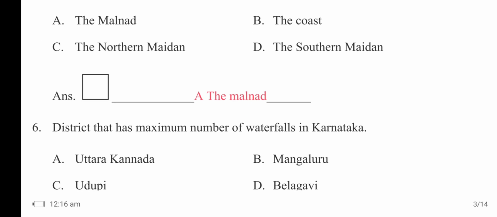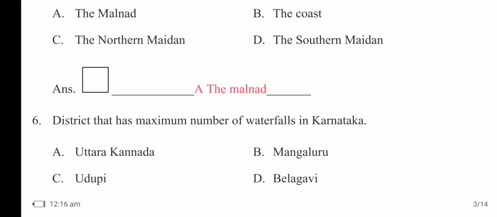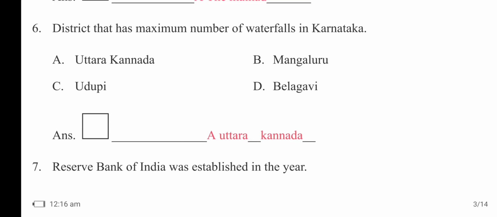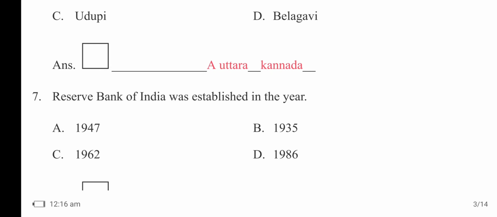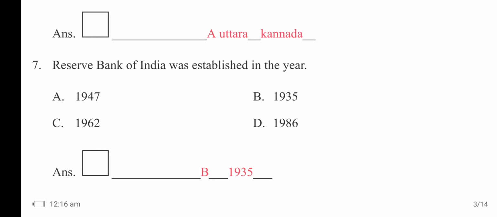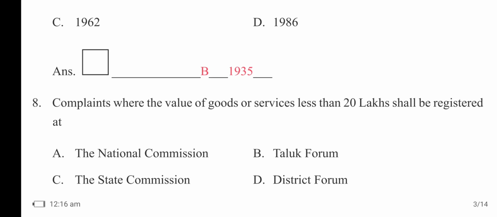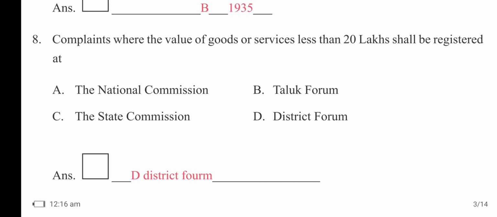District that has the maximum number of waterfalls in Karnataka: is it Uttara Kannada, Mangaluru, Udupi or Belagavi? Option A is the right answer, Uttara Kannada. Reserve Bank of India was established in the year: 1947, 1935, 1962 or 1986? The correct option is B, 1935. Complaints where the value of goods or services is less than 20 lakh shall be registered at the National Commission, Taluk Forum, the State Commission or the District Forum. Option D is the right answer, the District Forum.